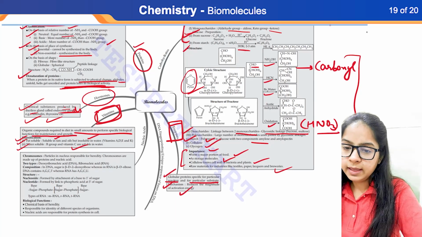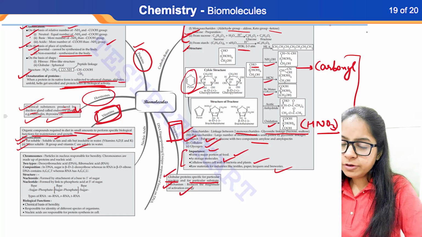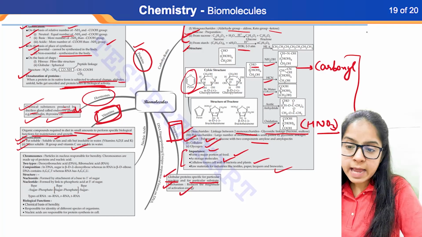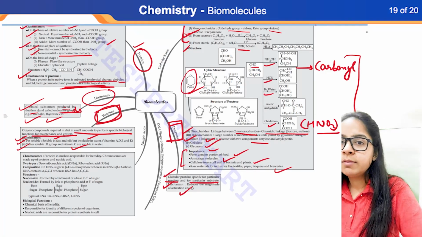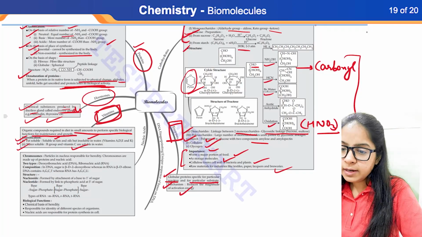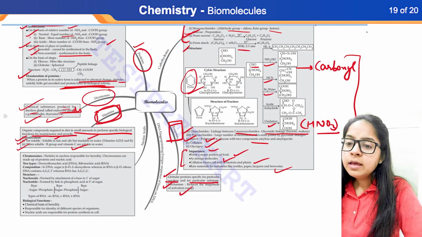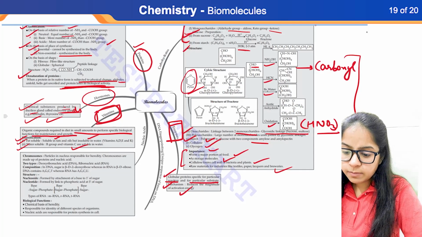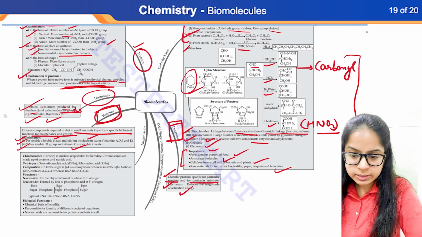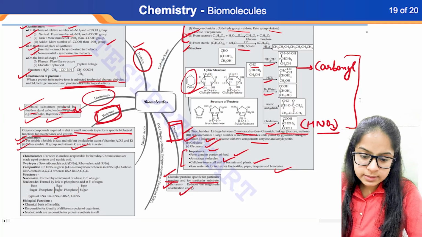Like vitamin A. The deficiency of vitamin A causes night blindness. Deficiency of vitamin B causes beriberi. Deficiency of vitamin C causes scurvy. These are the problems related to the deficiency of these vitamins. This you need to check.